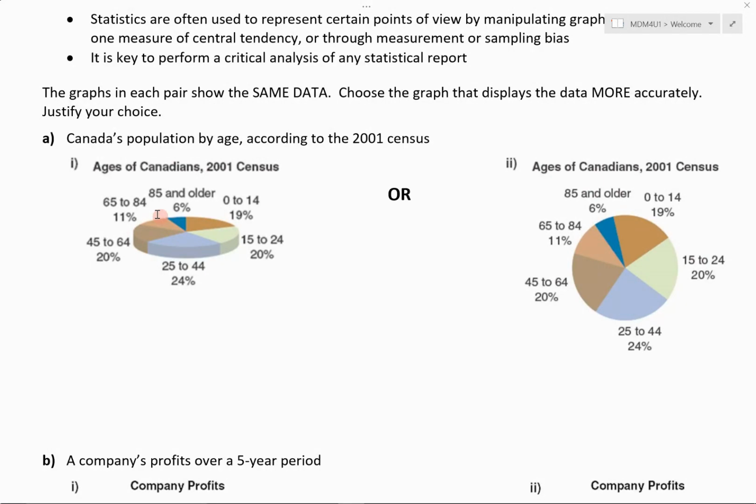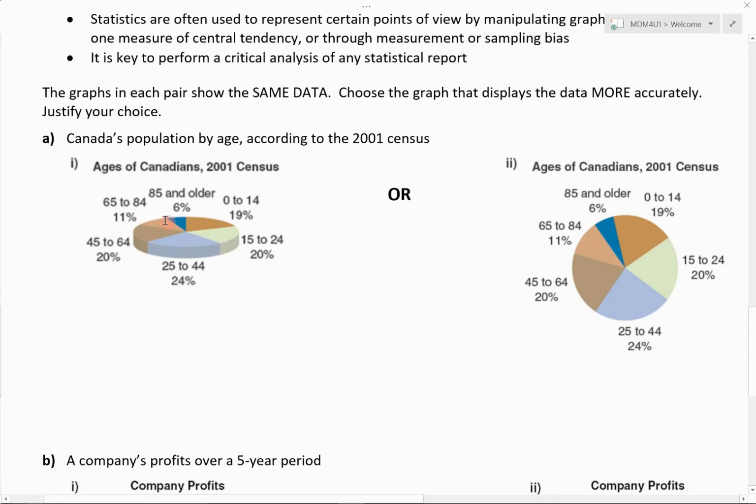So, looking at an example here, you have two graphs presented to you. Canada's population by age, according to the 2001 census. You have two graphs that represent the same exact data, but they are displayed differently. One is in 3 dimensions and one is a 2D graph. If you look at a 3D graph, and I mentioned this earlier in the course as well, it makes some parts appear larger or smaller than they actually are, right?